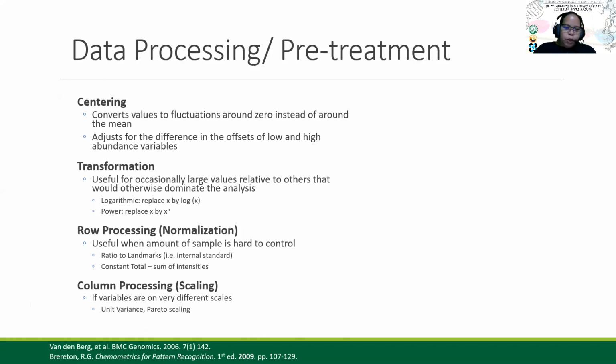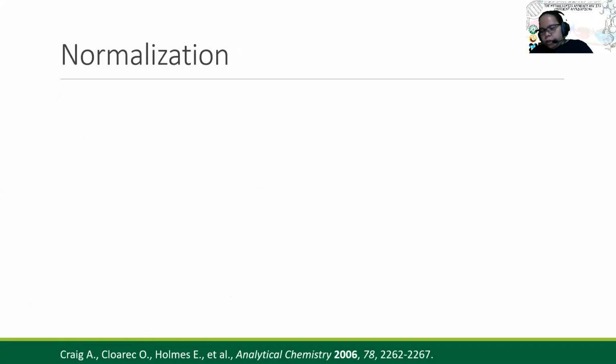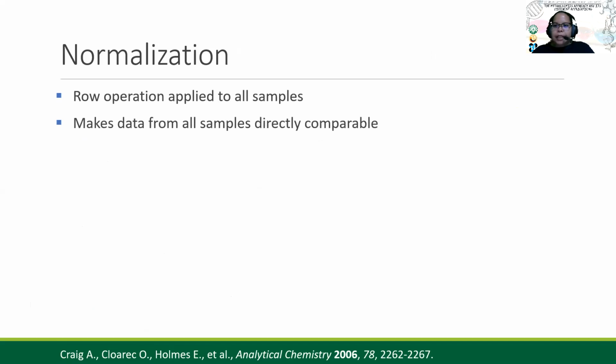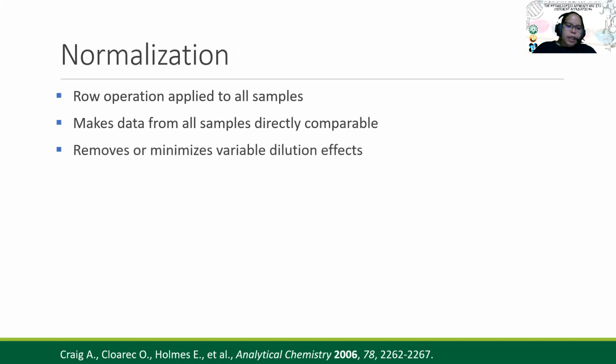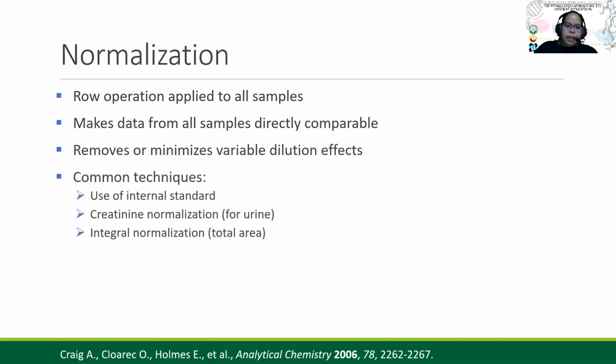So, some examples of column processing or scaling will be your unit variance and Pareto scaling. We'll go into a bit more detail into that in a bit. So, first, normalization. Again, it is applied to all samples and makes your samples comparable. It removes or minimizes variable dilution effects.